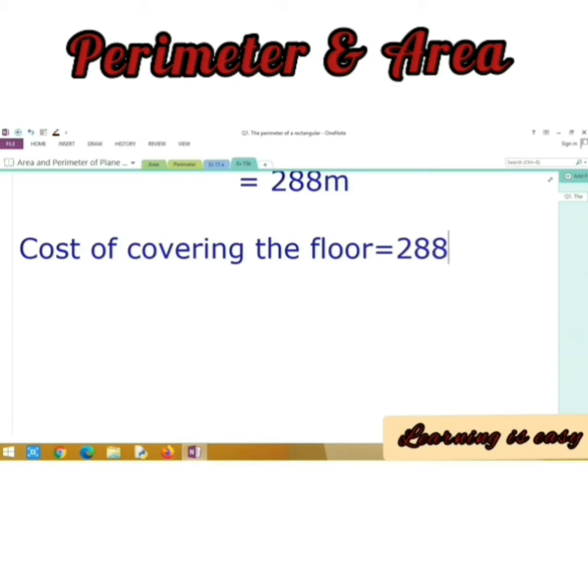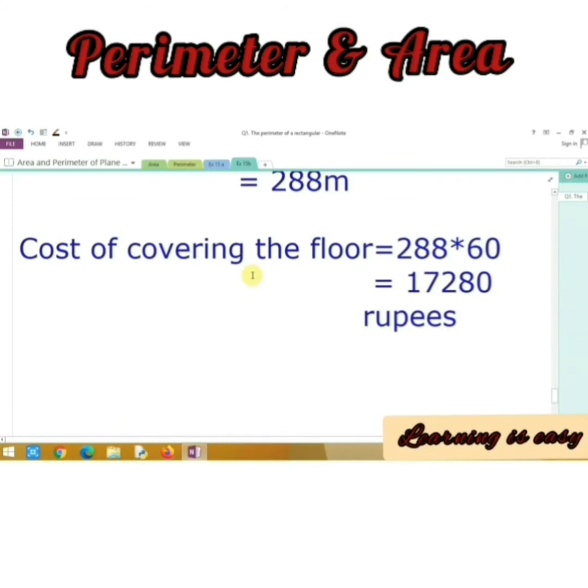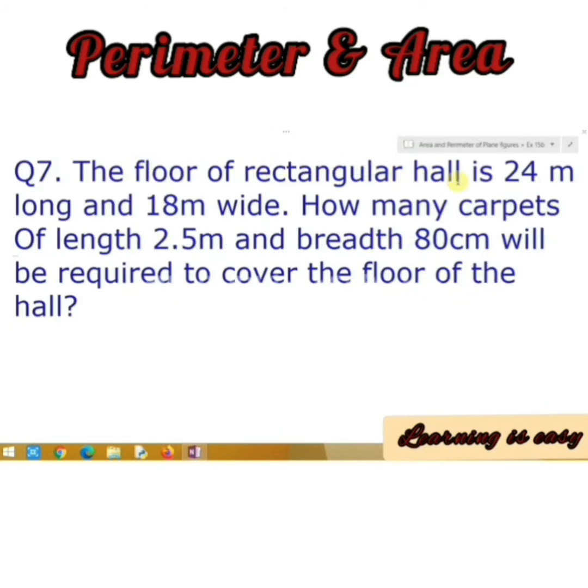Cost of covering the floor is going to be 288 into 6, which is going to be 17,280 rupees. Next question 7, a rectangular hall of length and width given.